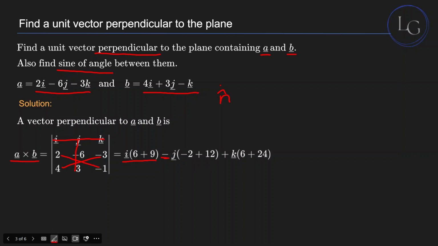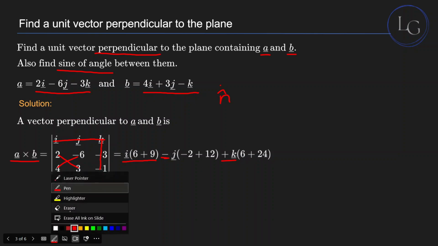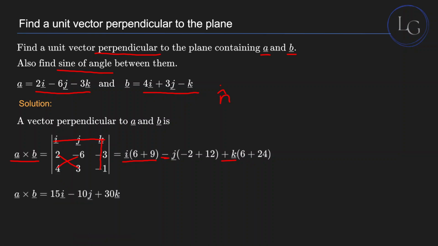And same for k again, but k is positive, right? So plus k, and into 6 plus 24. Again, how do you do that? Cancel out the column, cancel out the row, multiply 2 and 3 minus negative 6 into 4. That gives you 6 plus 24. Now that you've done that, you get this. So this is the cross product of a and b, right?